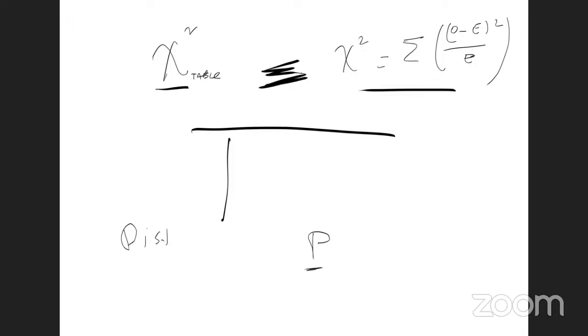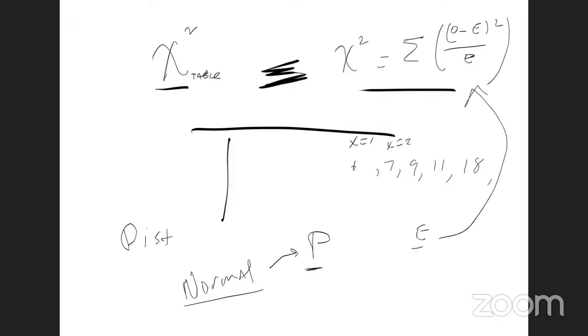We have to work out the probability based on the distribution, right? Because what is chi-squared really doing? We check to see if a set of values follow a particular distribution. So let's say it follows a normal distribution. Well, let's find the probability when x is 1, when x is 2, and work out the expected value, plug it back into this, and then compare it to the table value. So that's kind of what we do.